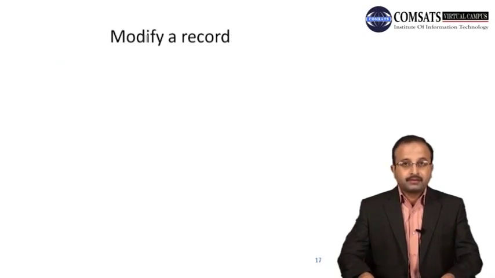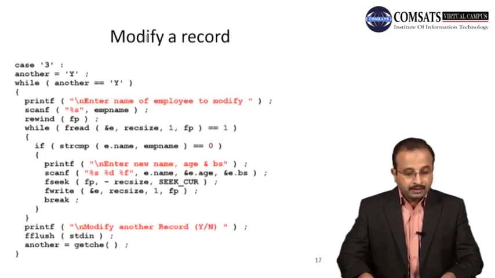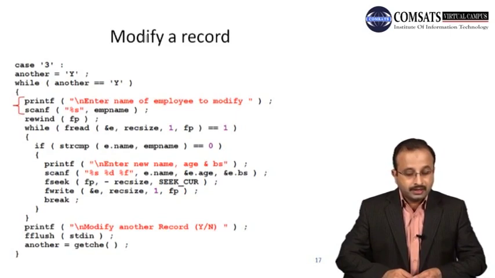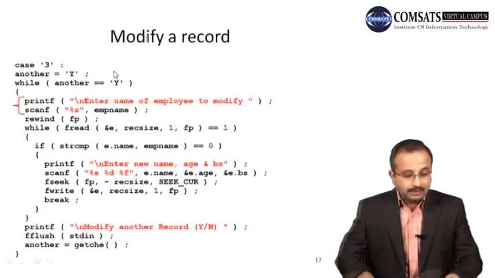Now modifying a record, modification of record. So this is the code for the modification. We will go through the code step by step. So we have another while loop that is the same as we have in the adding of a record. Then we have a printf and scanf, that is, enter the name of employee to modify. उस employee का name input करें जिसका record आपने modify करना है. You input that name in a string emp name.